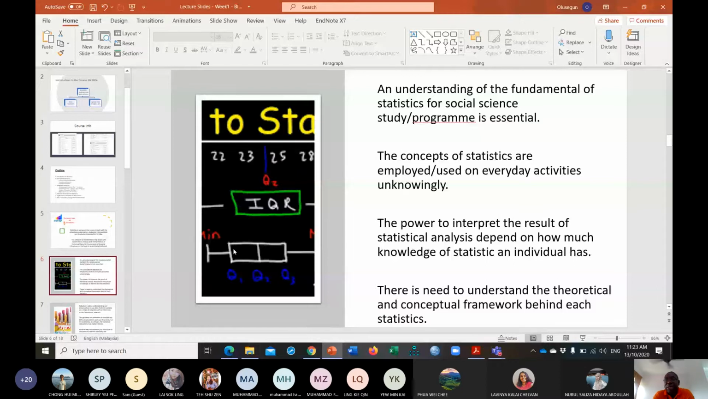So we have to understand statistics as a fundamental of social sciences study programs, which is essential for us. We need to understand that in our everyday activities, there are some things that we do that relate to statistics unknowingly. The power to interpret the results of statistical analysis depends on how much knowledge of statistics you have, which will help you to be able to predict or to analyze data.